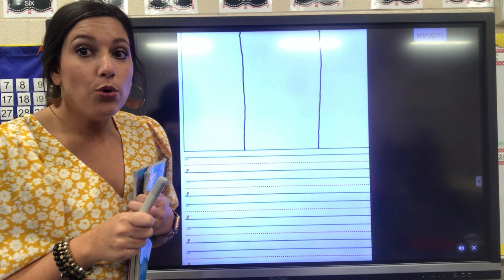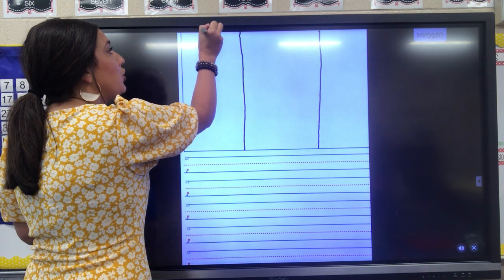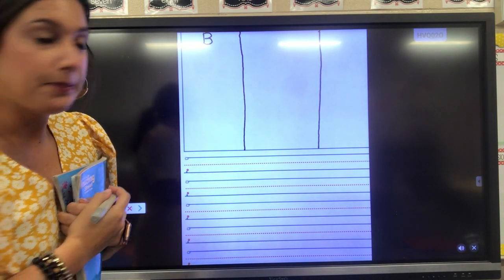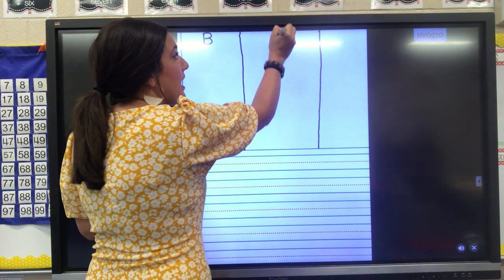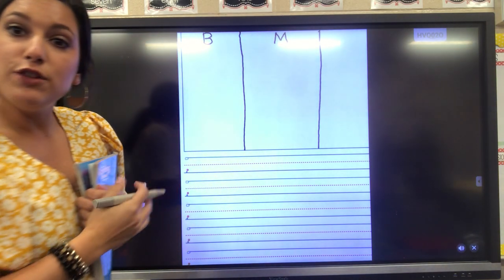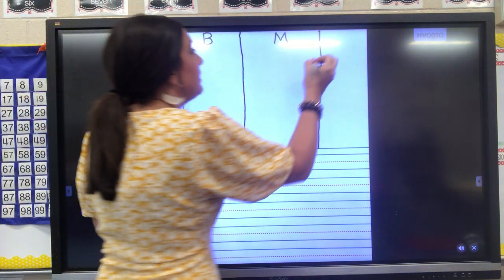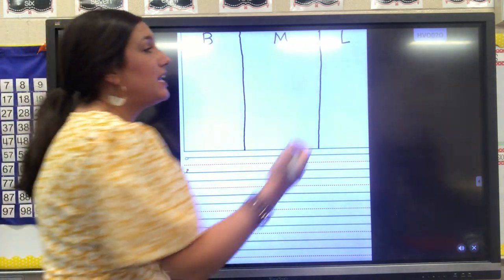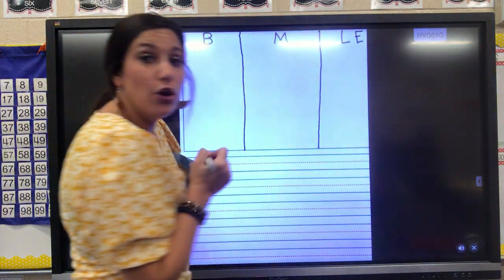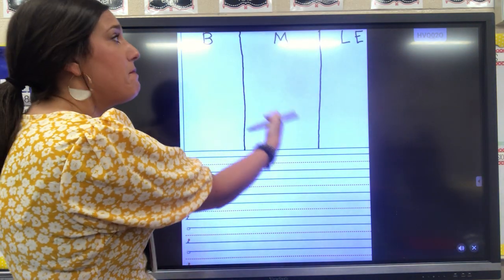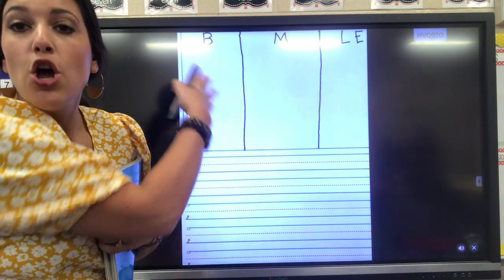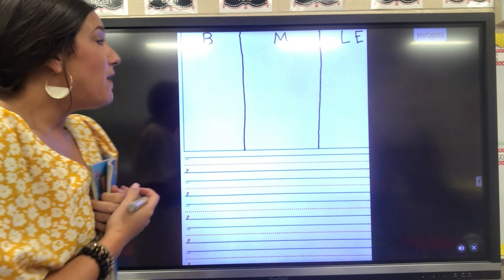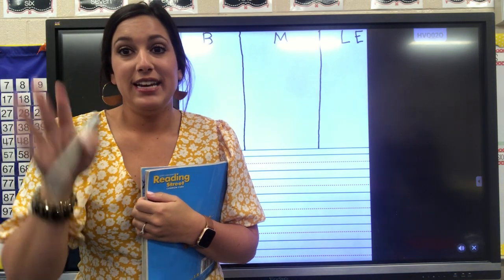All right, so that we stay organized, we're going to label our first part as a B for the beginning of the story. Then we're going to label the middle part as an M for the middle of the story. And then we're going to label an L for the last part of the story. Or you can even put an E for the end, whichever one you want to call it. The beginning, middle, and end, or the beginning, middle, and last, whichever letters you want to choose. Okay?